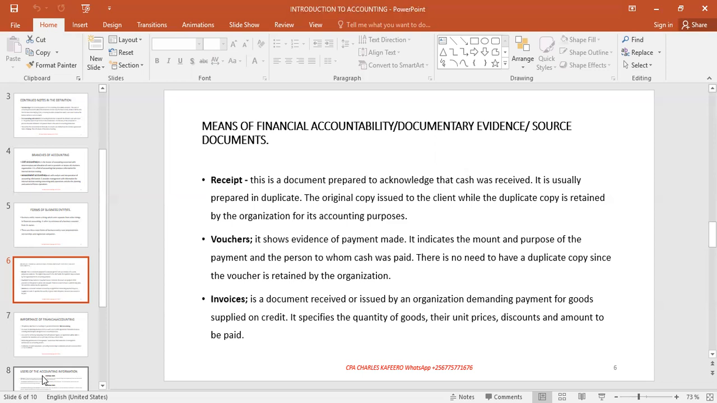Remember, with the discounts, we are only writing the cash discounts. We don't write the trade discounts. Trade discounts are not recorded anywhere in financial statements because you have not actually paid that money. So that's why trade discounts are not recorded anywhere. We said discounts and the amount to be paid.